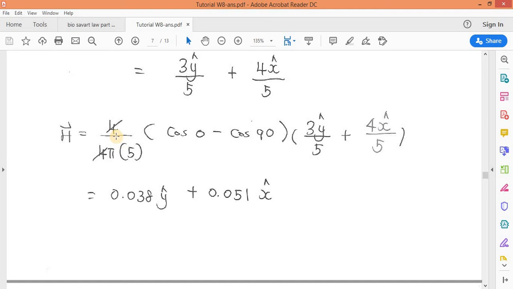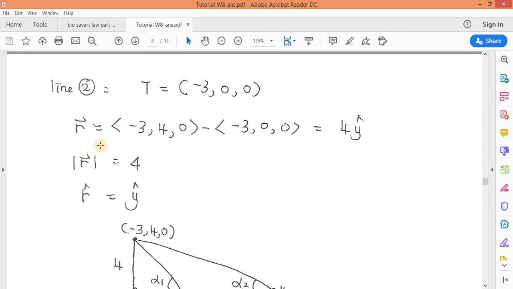Okay, so this is your current, this is your R, this is your alpha 2, alpha 1, and also the unit vector phi. You get this one as your magnetic field at the observation point, and remember to put the unit ampere per meter here.